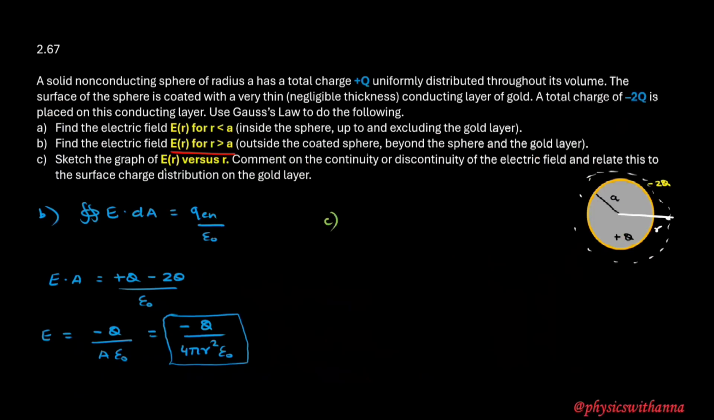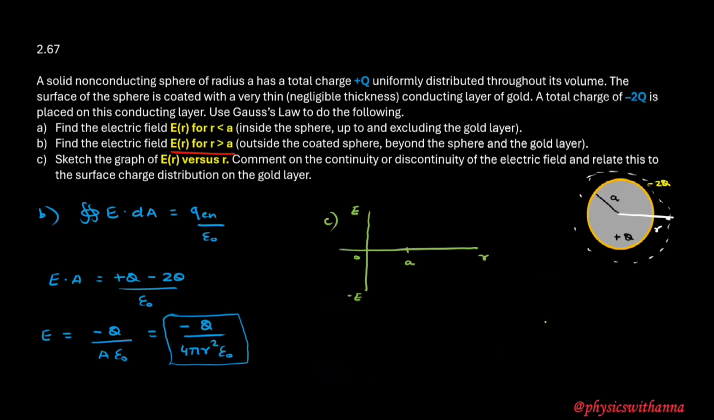In part C, they want you to sketch a graph of E versus R and comment on the continuity or discontinuity of electric field and relate this to the surface charge distribution on the gold layer. So now we need to plot a graph of E versus R, both for the cases inside and outside. So I'm going to just draw axes. This is distance R. Electric field here is positive and here it's negative, because in case B it becomes negative. Let this be the radius of the sphere A.